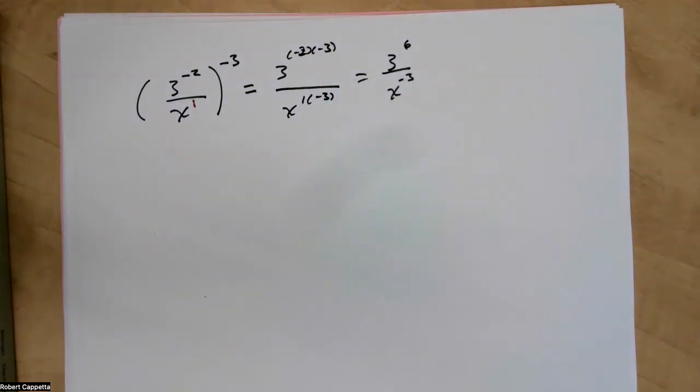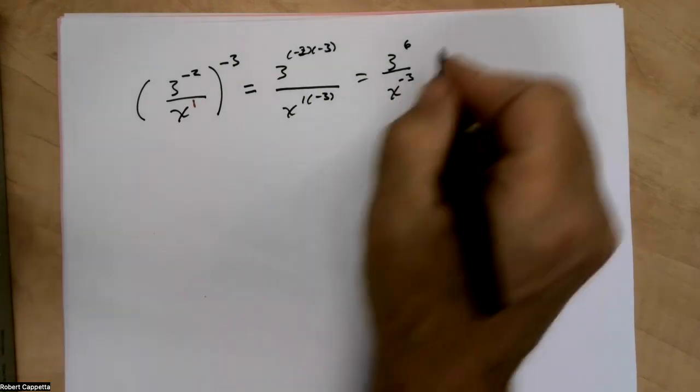Now, what does that mean, right? So we have this very large number. We have 3 to the 6th, which I'll quickly check my calculator to see what that is. 3 to the 6th power is 729. So on top, I have 729.